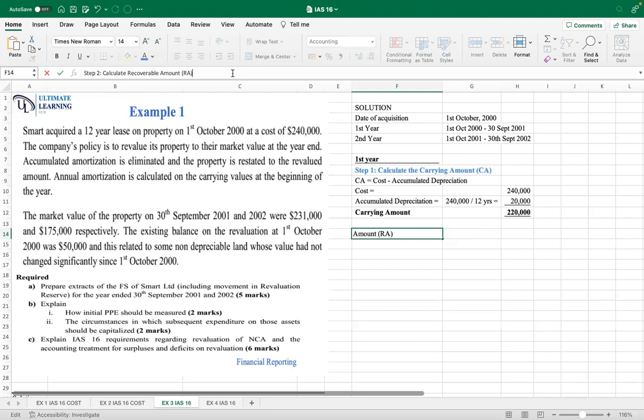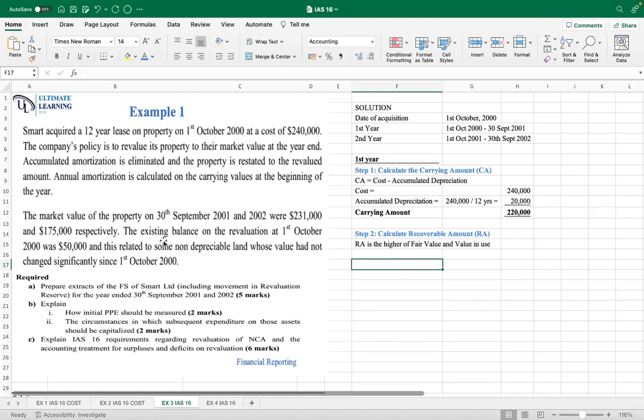RA, to save time on that. So what is our recoverable amount? Recoverable amount is the higher of fair value and value in use. Remember, we are at the end of the first year. And what is the first year? The first year runs from 1st October to 30th September.